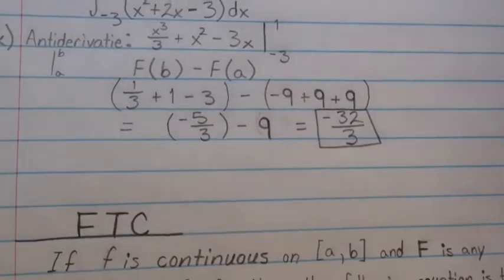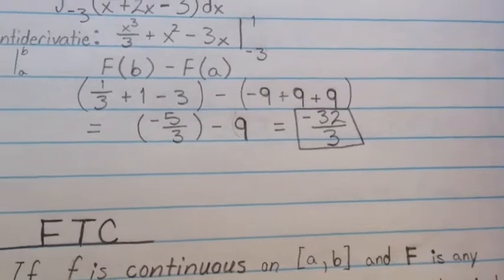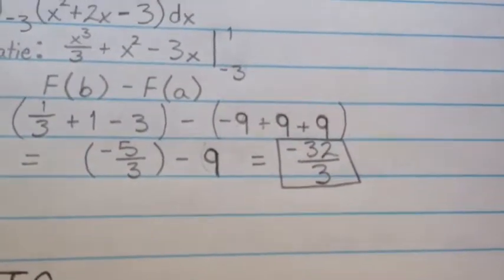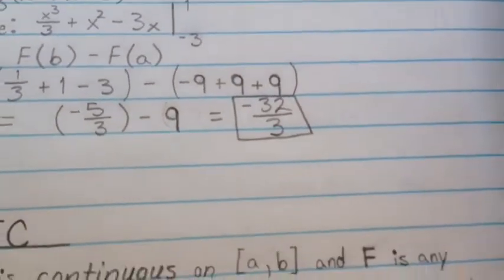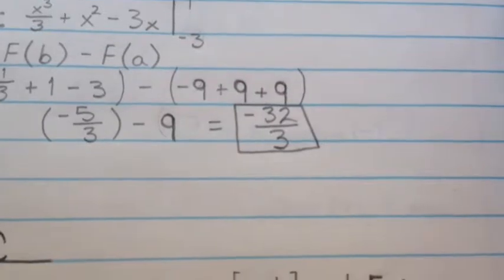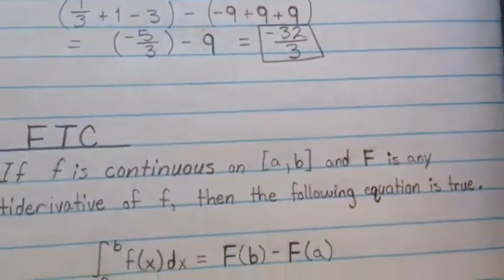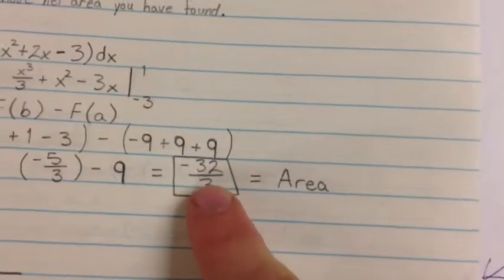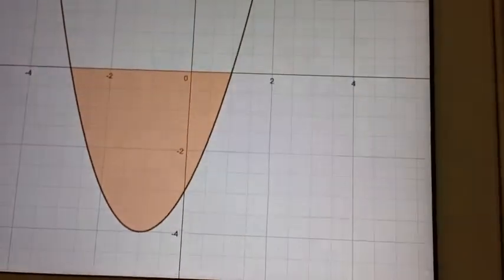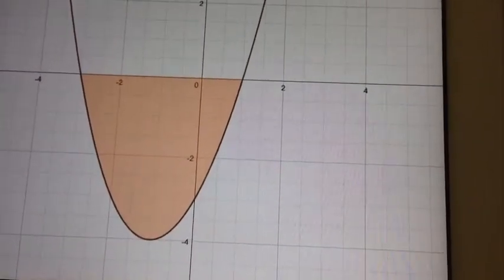This one is pretty easy, so I just kind of figured it out myself. -5 over 3, and remember to subtract that by the second one. Don't add it, subtract it. Figure it out, and that gives you -32 over 3. That is the correct answer because I plugged it into the computer and it was correct. Awesome. I forgot to mention that is the area. That number is the area of that function. So that shaded in area equals -32 over 3.